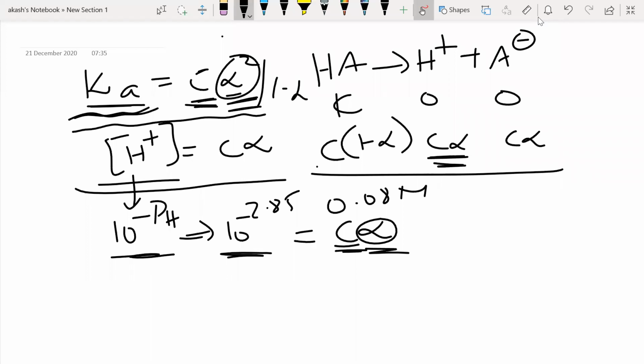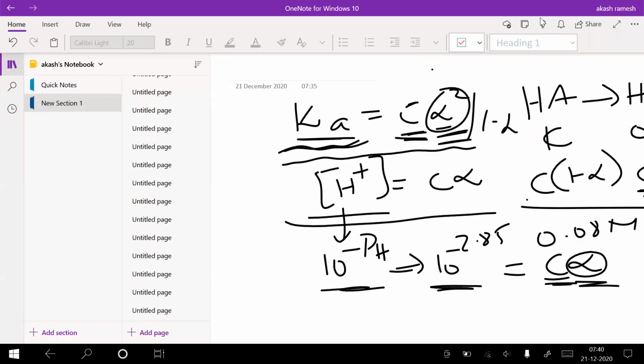I want a response from everybody. Yes or no? C here is 0.08. Yeah, C is concentration. Concentration of the acid, 0.08 M. We divide 10 to the power minus 2.85 by C. We get alpha value and then we substitute. Okay. Guys, everybody understood? Please give me a yes. Understood, sir. Okay. There are almost how many? There are 9 people here. Yes, everybody understood.